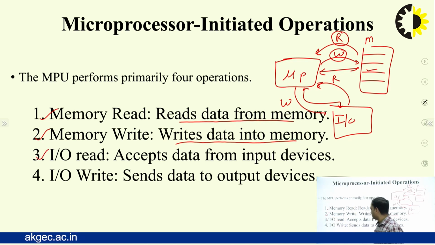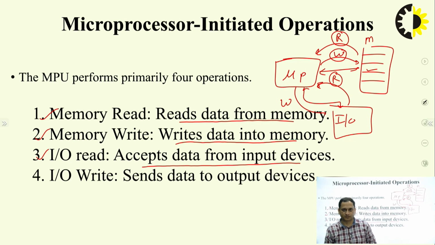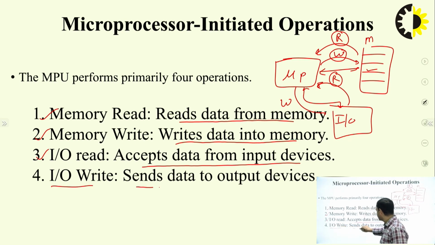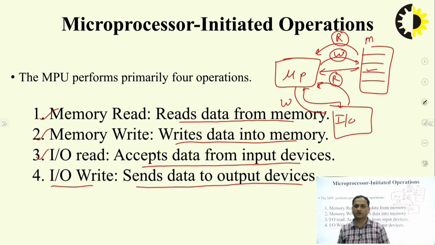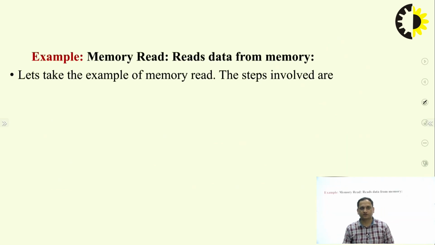The third one is the IO read. It accepts the data from the input device. This is the read operation performed from IO, because in IO we have to select the pin for input or output. If you select the pin for input, this is a read operation. If you select the output enable, this is the IO write operation, which sends the data to the output device. So it depends on the IO being enabled or disabled, and based on that, the input or output pin will be enabled. Here we just want to mention one example.